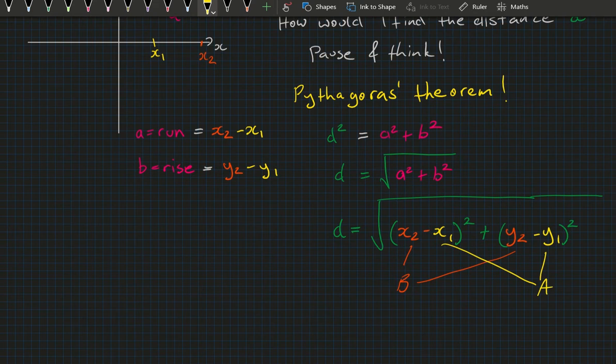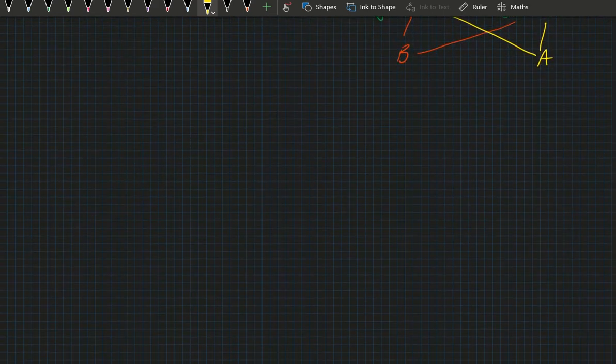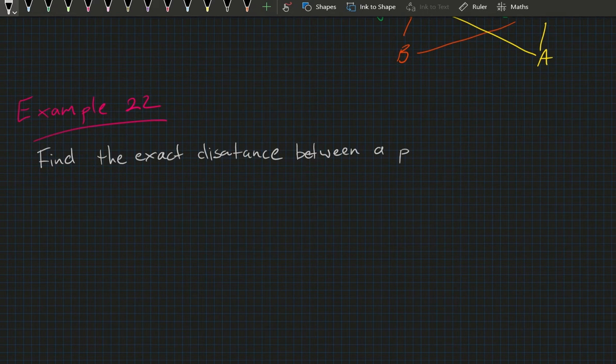Okay, let's move on to example 22 to put this into practice, where they ask us to find the exact distance between a pair of points. There's 2 sets here, and the set in part A is a point at (0, 2) and (1, 7).